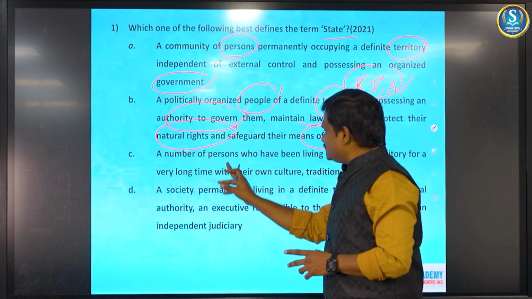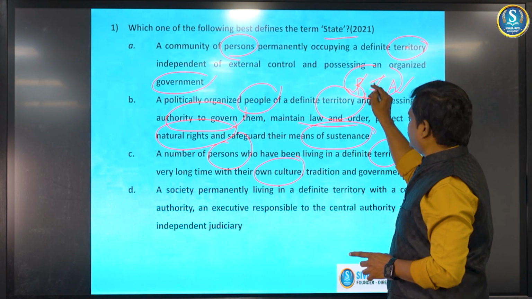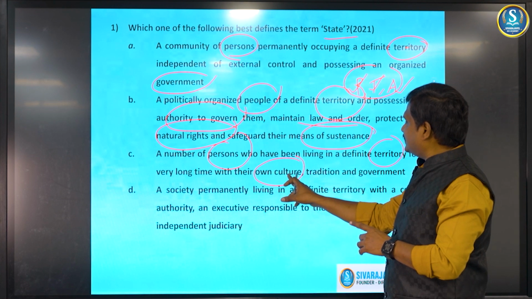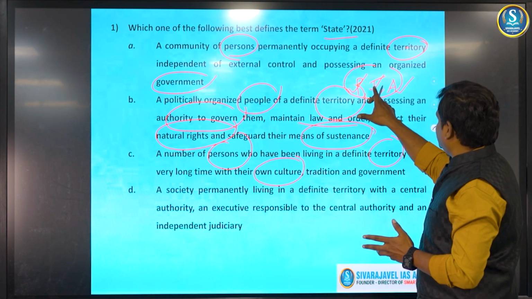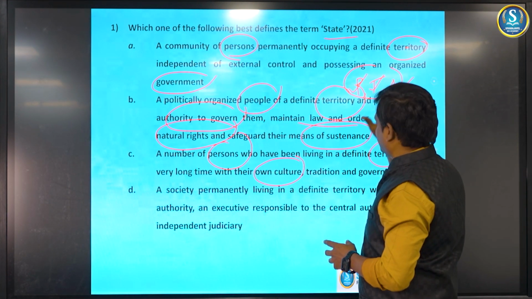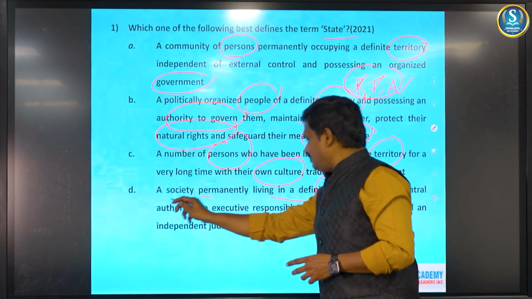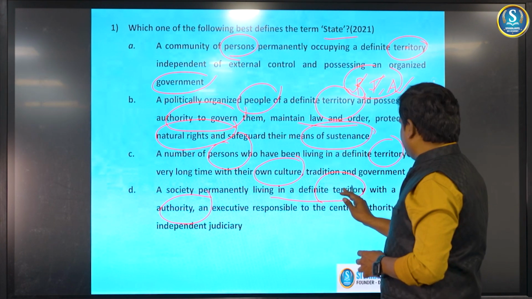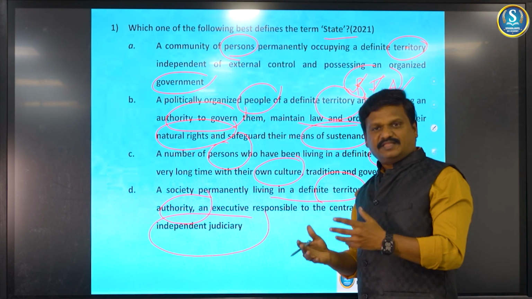Now come to C, persons, territory, culture. Culture related things are not there in the definition of the state. But here what is written? Culture. So in B, you have something extra than this population, territory, administration. In C also you have extra than these 3 things. Read D, a society permanently living in a territory. Government. So territory is there, government is there. Then what? Judiciary. Independent judiciary. So this is another extra fitting.